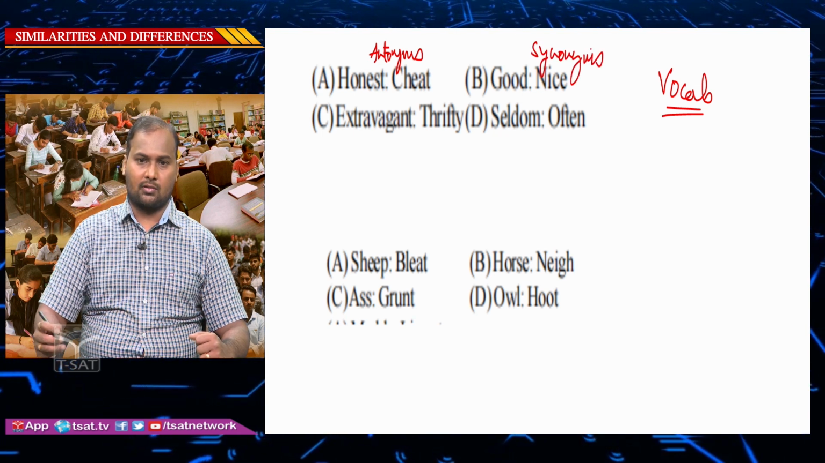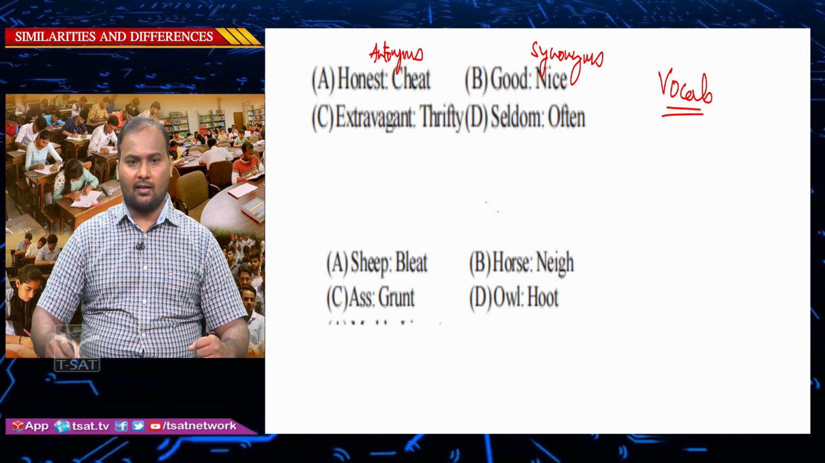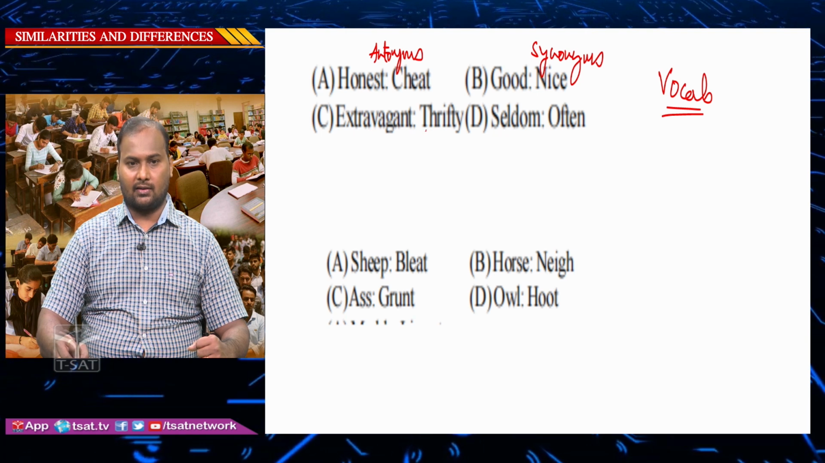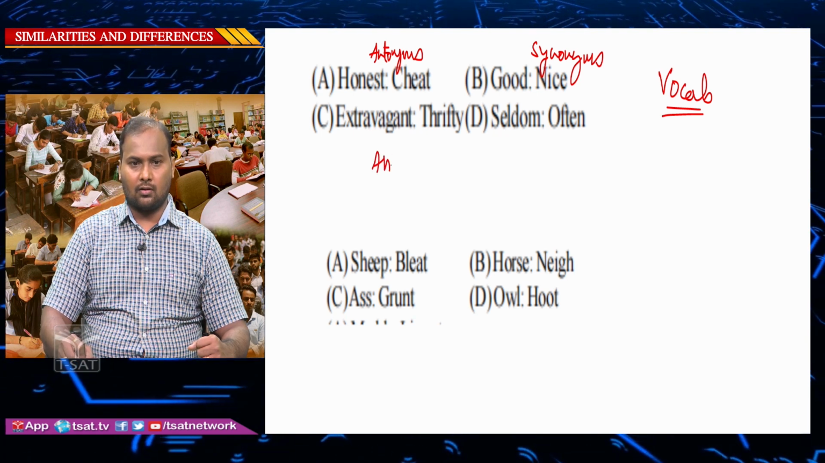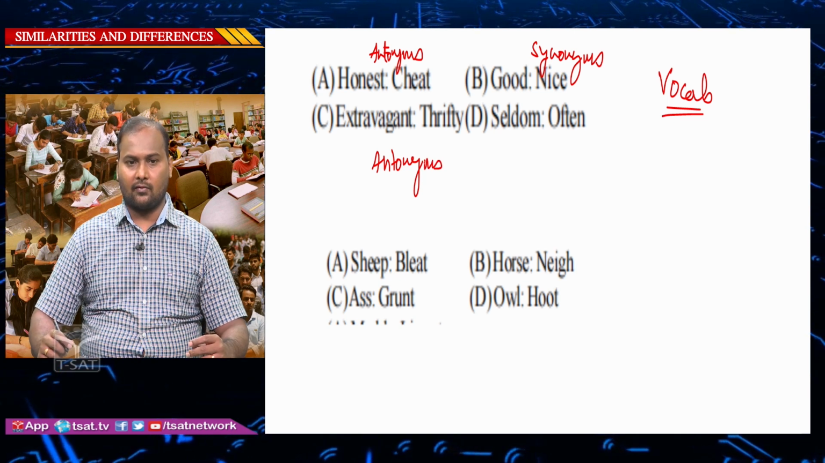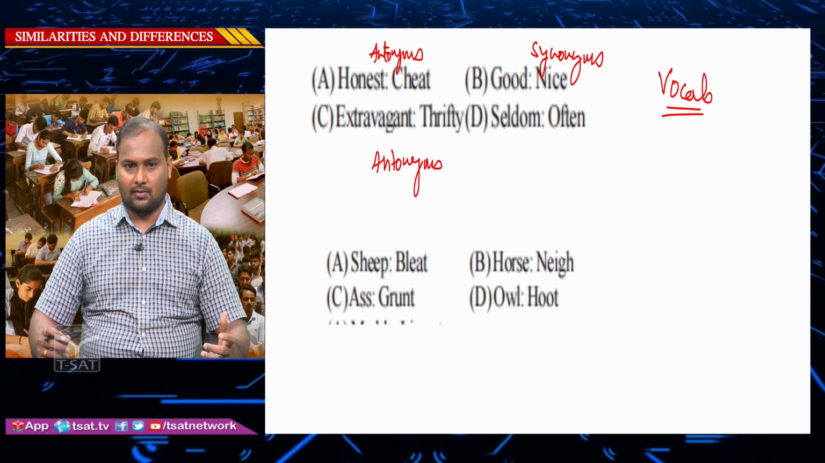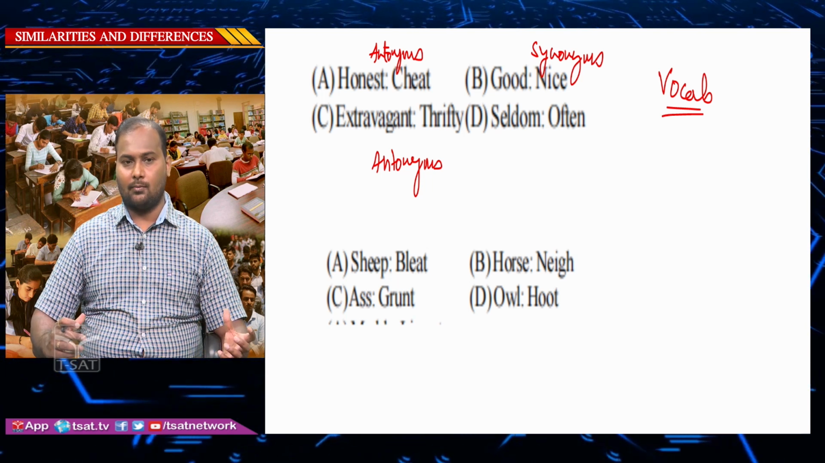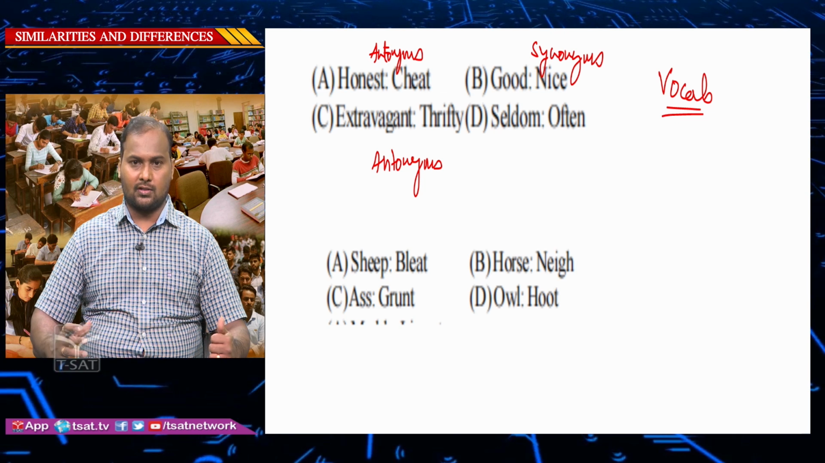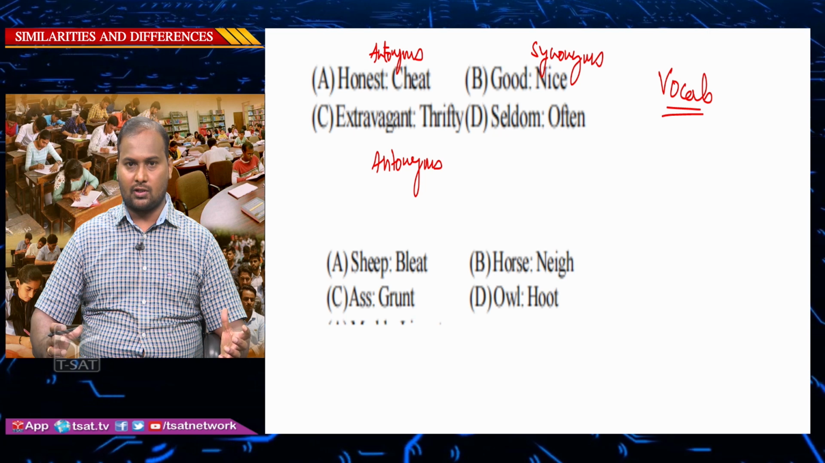Both are synonyms, meaning they contribute to similar meaning. And in the same way, extravagant and thrifty, how are they related? They are also antonyms. What is extravagant? Extravagant means a person who spends a lot of money. And what is thrifty? Thrifty means a person who is a miser, who will not spend money at all. So both are opposite words.